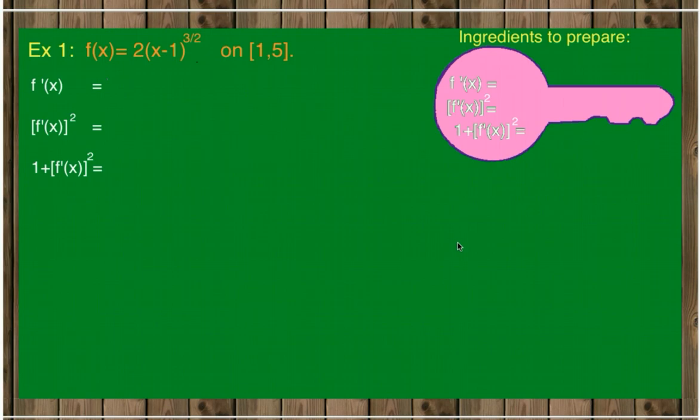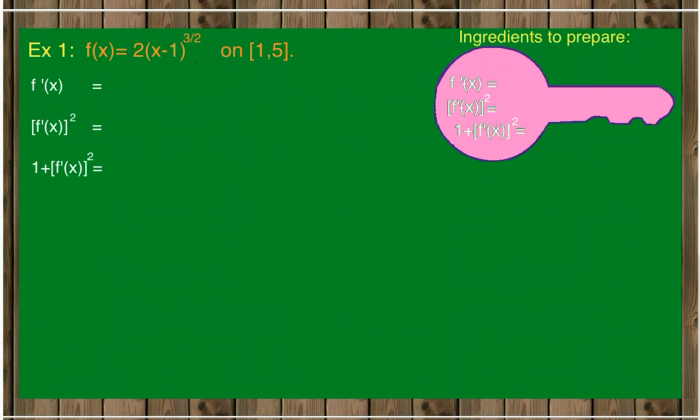Example 1. Before solving example 1, I would like to remind the preps. So this type of question requires these ingredients. We need to find the first derivative of the function, we need to square the first derivative, and we need to add 1 to the first derivative's square.